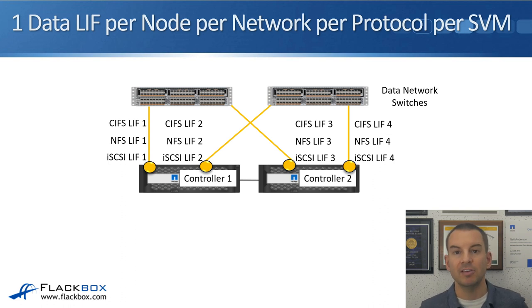But what if iSCSI did require better performance than CIFS and NFS? Well, in that case, I would probably use different underlying ports for iSCSI. So I would have separate physical ports or interface groups for iSCSI, and I would have CIFS and NFS on separate underlying physical ports or interface groups. I would still have this amount of LIFs though.